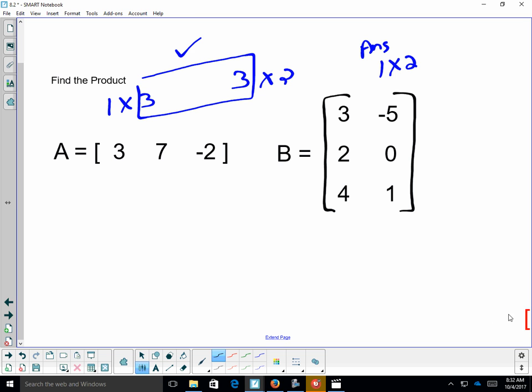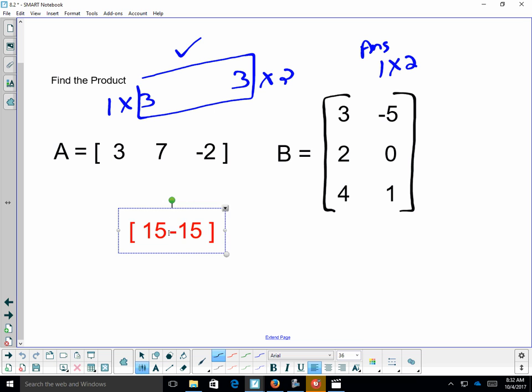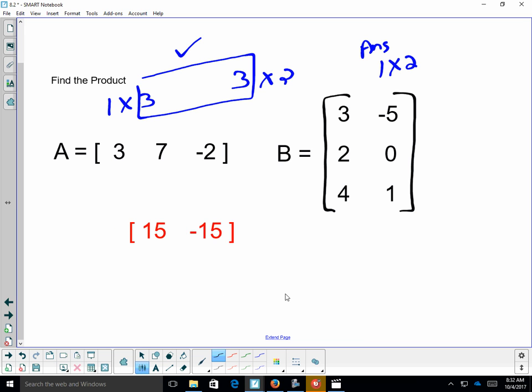Okay, welcome back. I hope you check with each other. The correct answer should have been positive 15, negative 15. And again, this answer is a 1 by 2, which is what I was expecting, a 1 by 2.